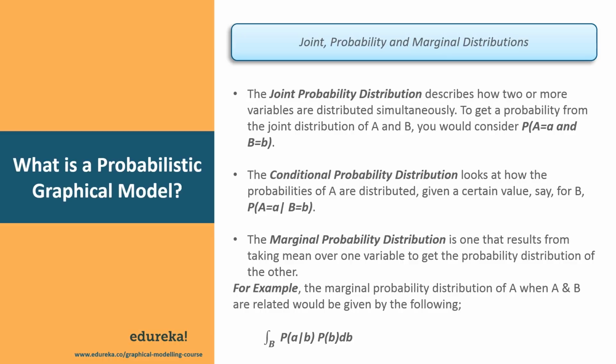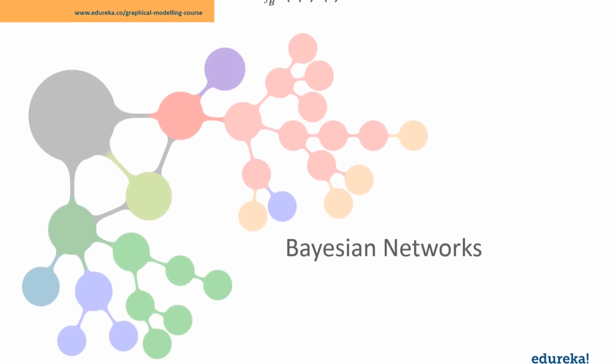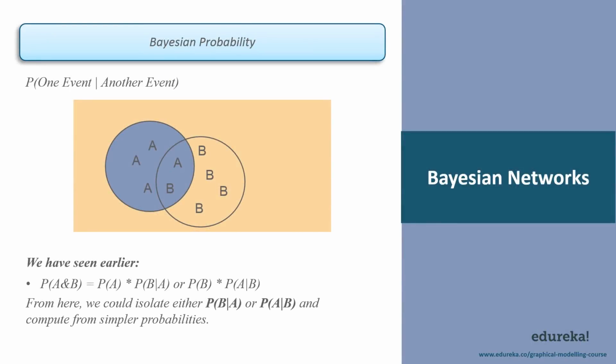So let's go ahead and look at our first model. It's the Bayesian networks, or more commonly known as the belief networks. What we had earlier discovered was the rule for finding the probability of an event given that another event already happened. So from here, we could isolate either the probability of B given A or the probability of A given B and compute simpler probabilities. And this will always depend on what we are interested in, what we know, what we want to find out, and what is easier to compute.